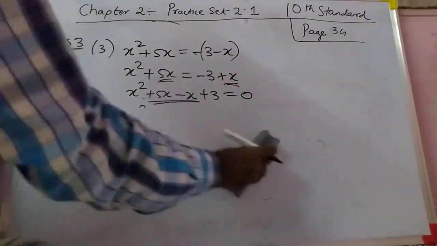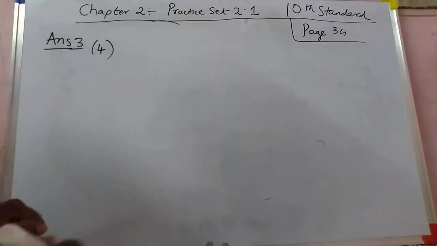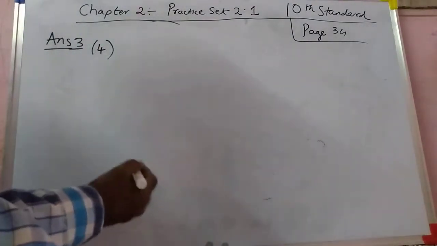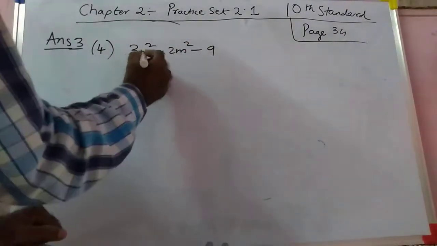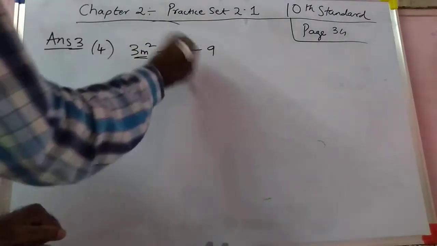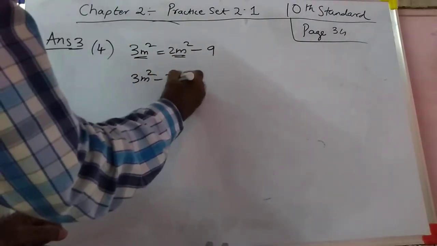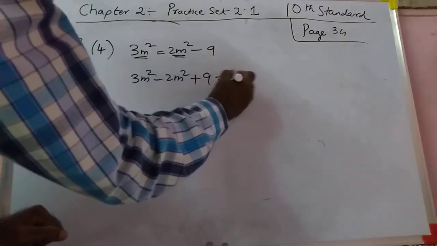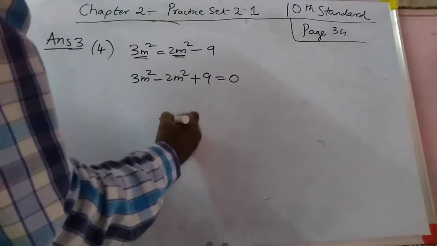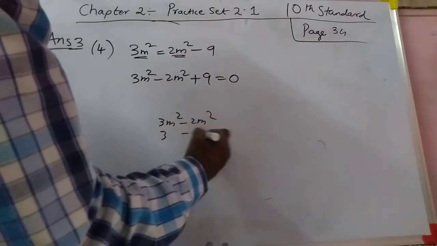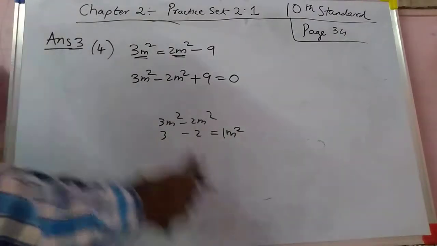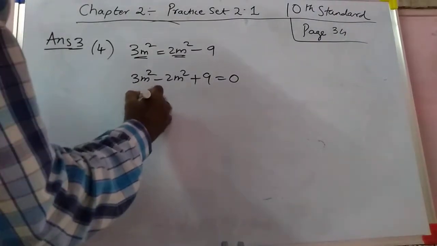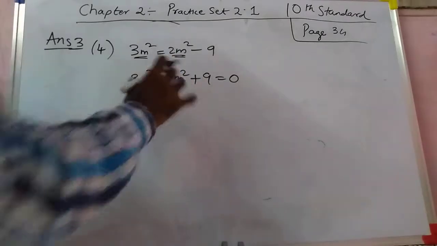Now we will see fourth one. Fourth one is very simple. 3m square is equal to 2m square minus 9. So this is m square, this is m square. Group it, take it this side, 3m square minus 2m square. Take this minus 9 this side, plus 9 is equal to 0. So it will become 3m square minus 2m square, 3 minus 2 is equal to 1. So it will become 1m square. Okay. So that we will write it here. So it will become 1m square plus m term is not given.